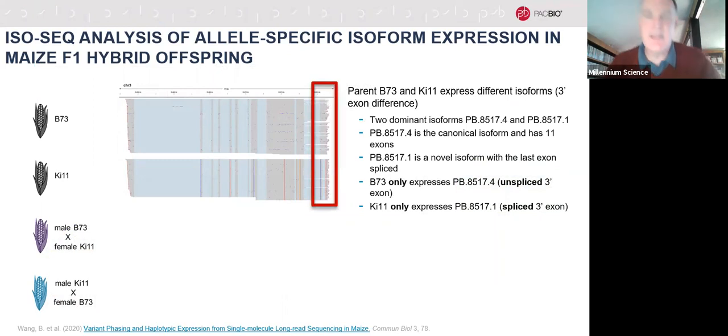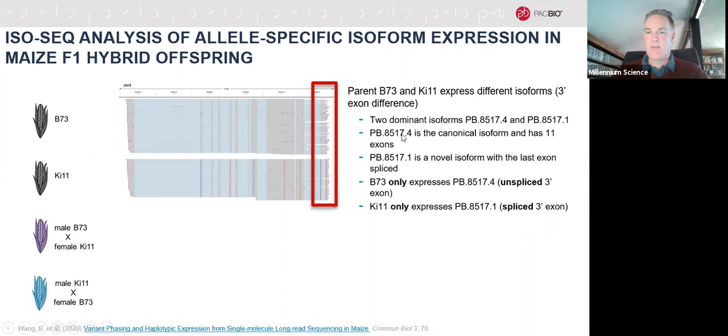So in a little bit more detail, this is a plant example, a bit like the cattle example above, but just in a little bit more detail. I don't expect you to be able to see this in too much detail, but it gives you an idea. There are two elite maize lines that were part of a breeding program. And the researchers were particularly interested in two dominant isoforms. These are the so-called PB.8517.4 and 8517.1, and there's some specific information about those.